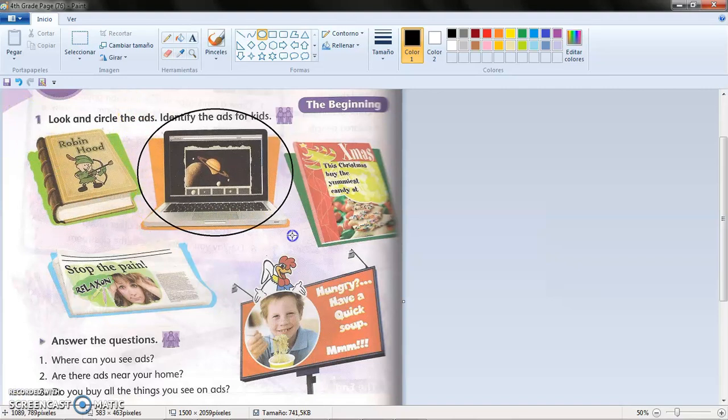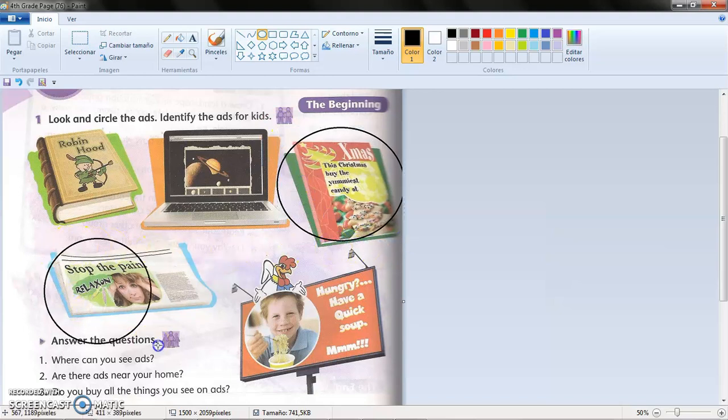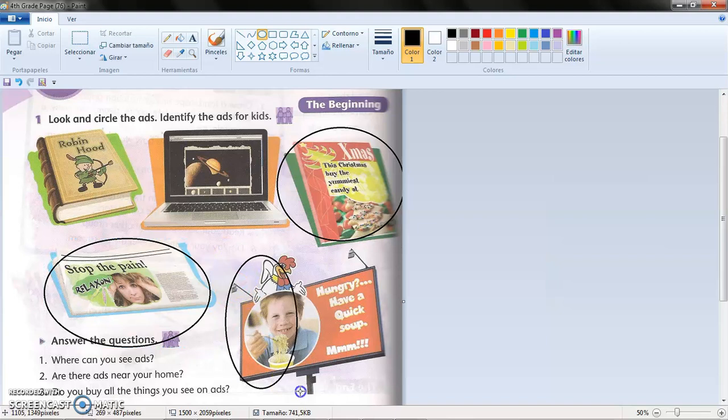Is this an ad? Or so? Well, let me tell you which ones are the ads. This is an advertisement. This is an advertisement. And this is an advertisement. You got it. You have 3 advertisements here.